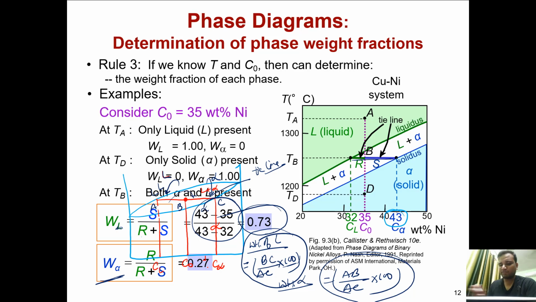From that also you can calculate, but if you calculate by just the formula, alpha is on the right hand side. So we'll take the left hand side tie line, so it will be R divided by R plus S. So R will be this 35 minus 32, right? So it is equal to 35 minus 32 divided by the complete length, which will be 43 minus 32. From there you can calculate.